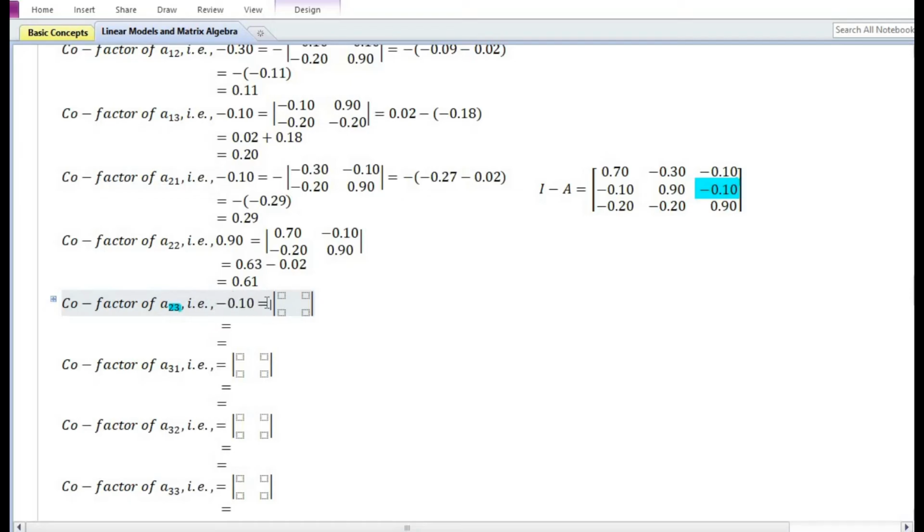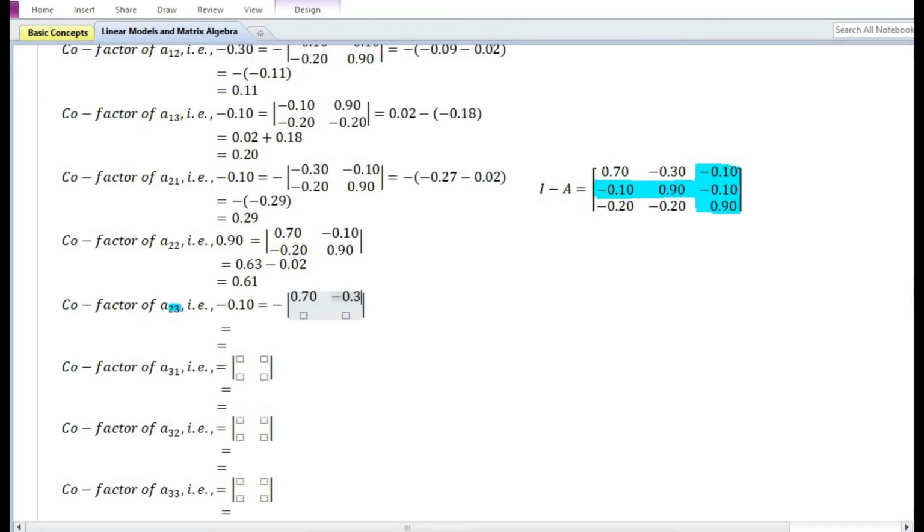2 plus 3 equals 5. 5 is an odd number, so we have a negative sign. Deleting the row and the column, we have 0.70, minus 0.30, minus 0.20, minus 0.20. Plus times minus equals minus. 0.70 times 0.20 equals 0.14. Minus times minus equals plus.